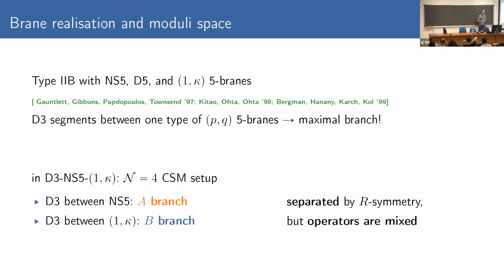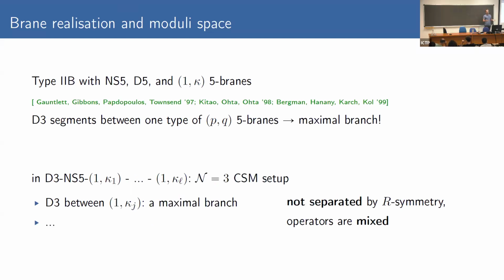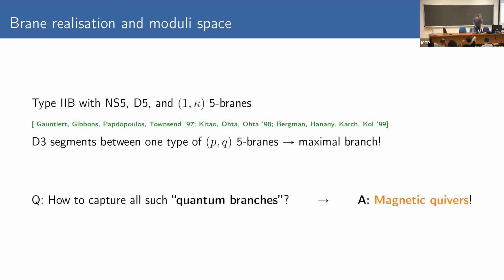Good. And of course, in terms of branes, there's no difference between 2 types of 5 branes or many 5 branes. It's the same exercise. The only thing that is now different is that the maximal branches are not separated by their R-symmetry anymore. But otherwise, there's no difference. So how do we proceed now in order to capture these quantum branches? Again, the answer is magnetic quivers, and that's what we do now.